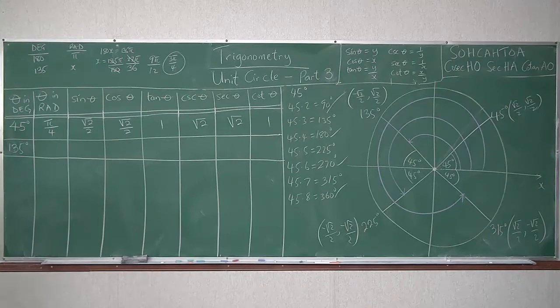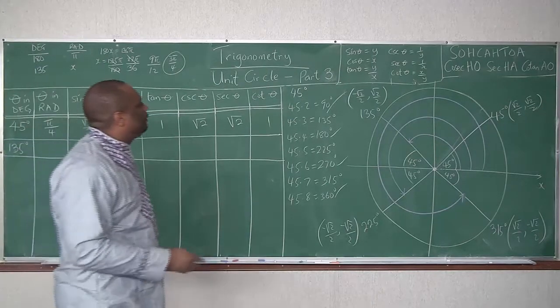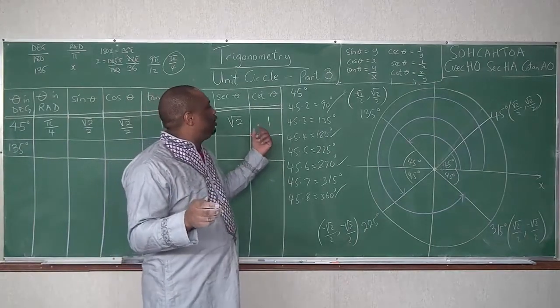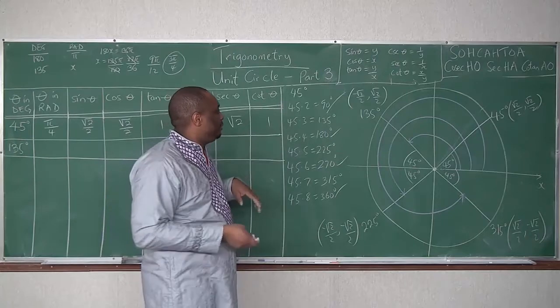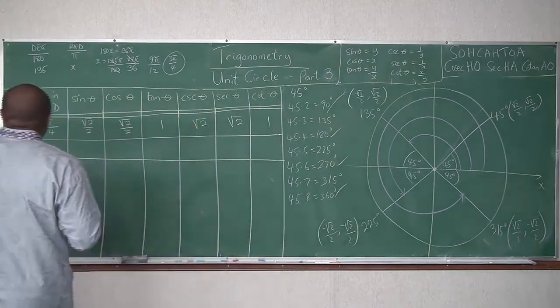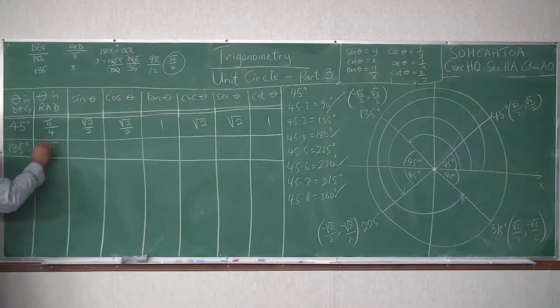45 times 3, yeah. And you can do it this way. Look, folks, you can also do it this way. You know that 45 is pi over 4. So this is 3 pi over 4. You can do it that way.